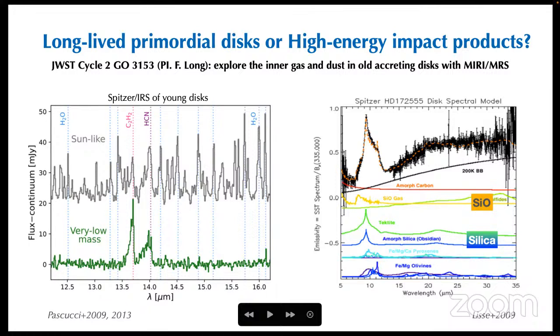From the gas side, we know from Spitzer time that young disks often show very strong molecular emission in the mid-infrared wavelengths, including water emission and organics like C2H2 and HCN. So if we can detect those characteristic lines, that may point to a primordial origin. On the other hand, high energy impact will produce SiO gas, and the dust properties will also be very different. We expect to see more abundant silica emission and also more iron-rich grains. So by looking at the dust and gas properties in those systems, we will see what's going on with them.